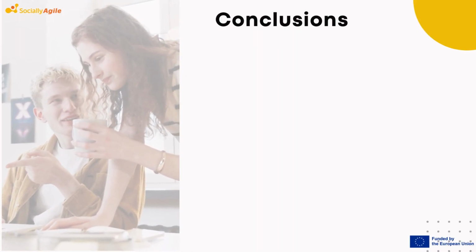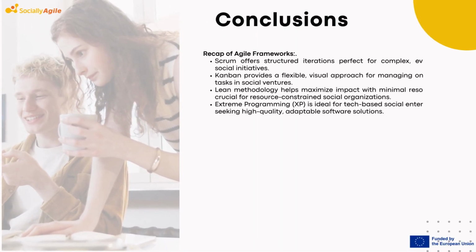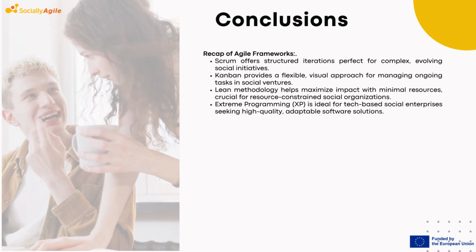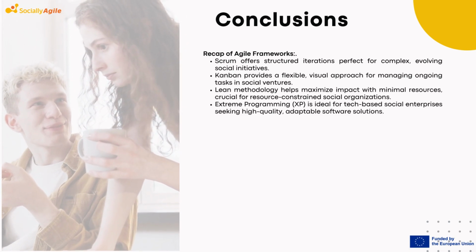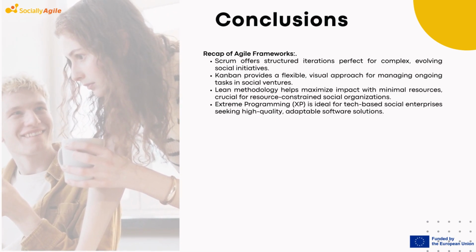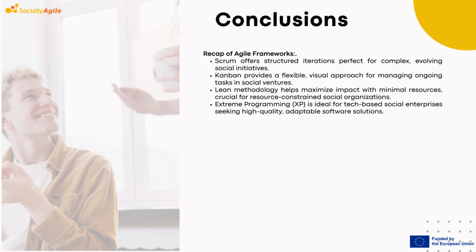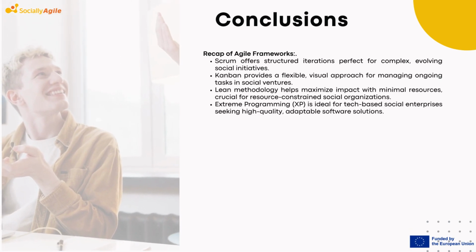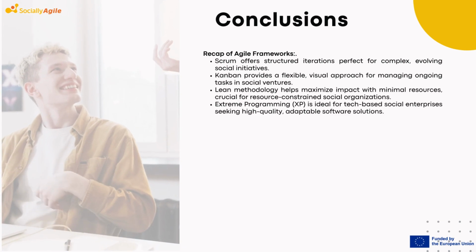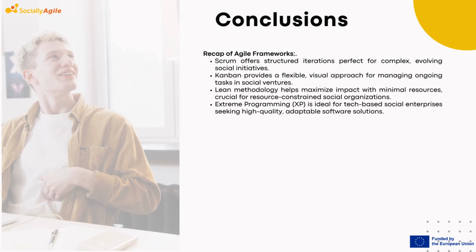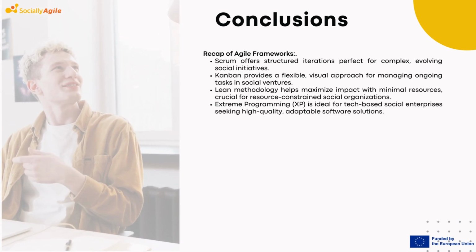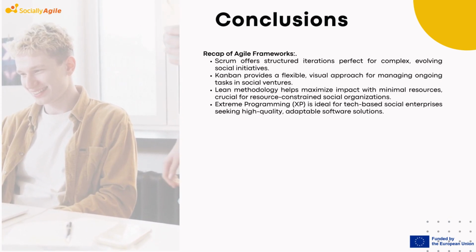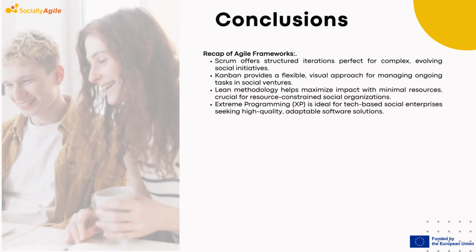To wrap up, we've seen how various agile frameworks like Scrum, Kanban, Lean, and Extreme Programming can be effectively applied in social entrepreneurship. Each framework offers unique advantages. Scrum, with its structured iterations, is perfect for complex, evolving social initiatives. Kanban provides a flexible, visual approach for ongoing tasks. Lean methodology helps in maximizing impact with minimal resources. And Extreme Programming is ideal for tech-based projects seeking high-quality, adaptable solutions.